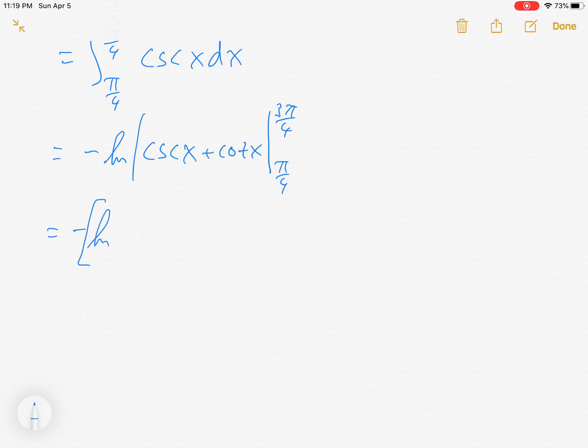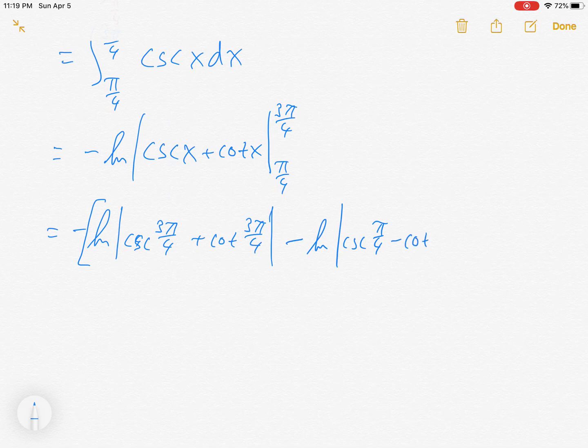Again, this plug-in step, you might just want to fast forward. That negative is really annoying. So we have cosecant of 3 pi over 4 plus cotangent of 3 pi over 4. This will be a minus the natural log of cosecant of pi over 4 plus cotangent of pi over 4. So I could distribute this negative to get rid of that, and it would be negative natural log of these. Who knows what these are, right?